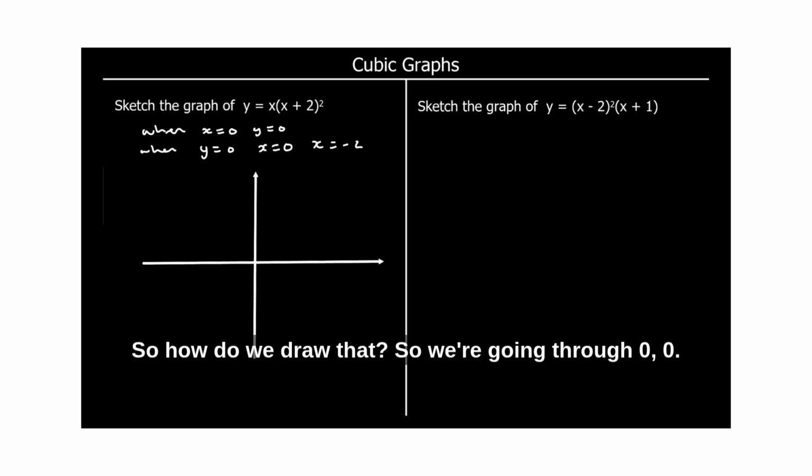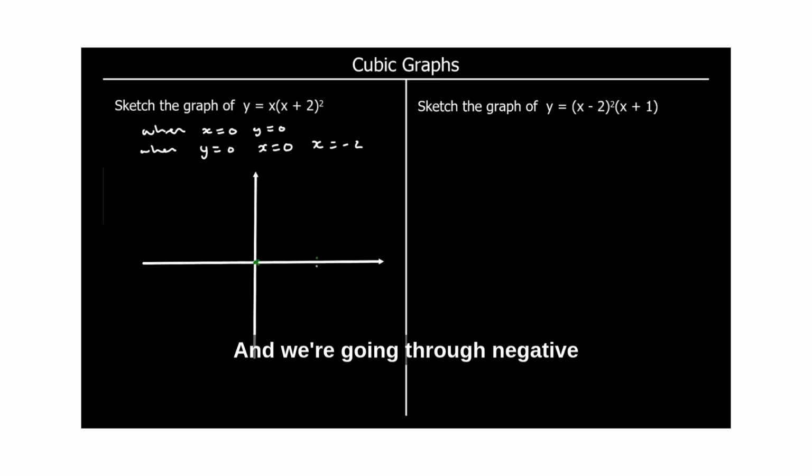So how do we draw that? We're going through 0, 0, and we're going through negative 2, 0. So we've got 2 times it's crossing the x-axis. On the repeated root, we're only touching the axis. We're not going through it, we're going to touch it.